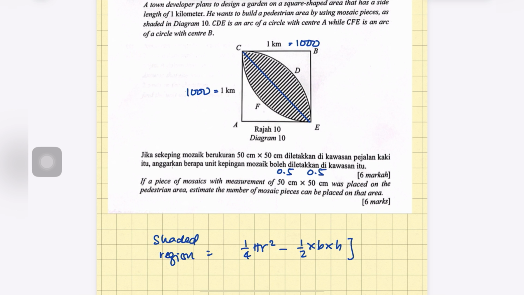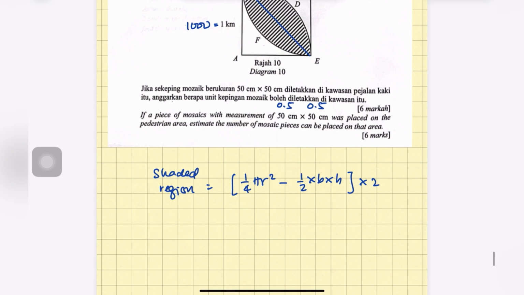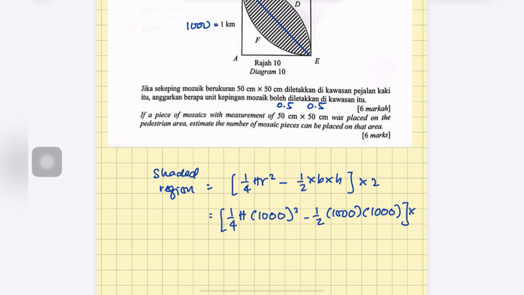Okay. So lepas tu kita darab 2. Okay. So this one tersubstitute lah. So 1 over 4 pi. R is 1000 minus 1 over 2. Base dia sama 1000. Height dia 1000. Okay. All this times 2.